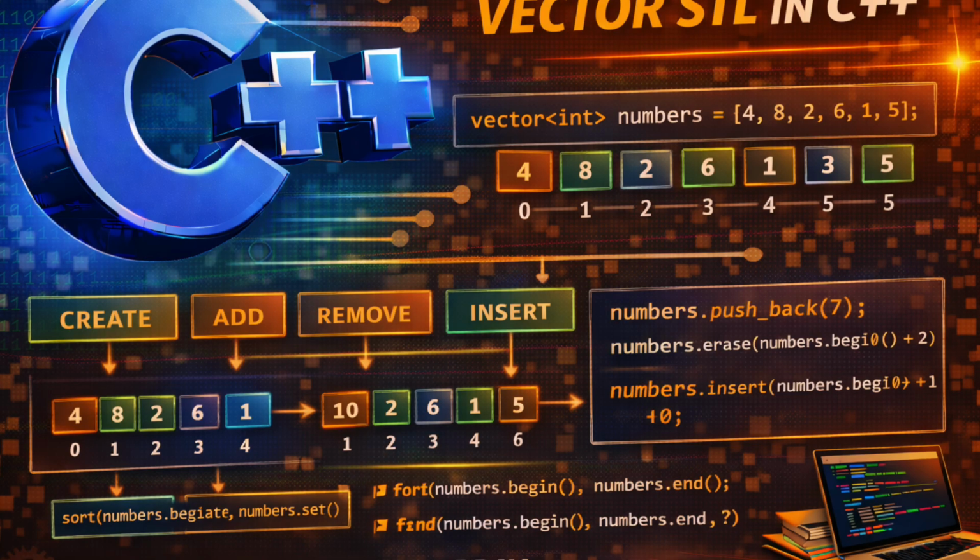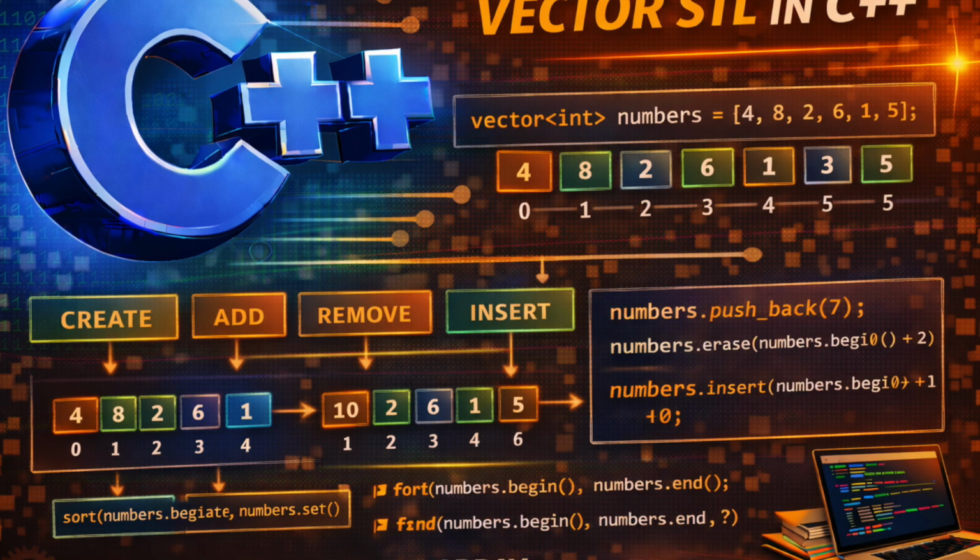Got it. For reverse traversal, you just flip the roles. Our rbegin points to the last element, and rend points to the position before the first element. Understanding those boundaries is absolutely essential.